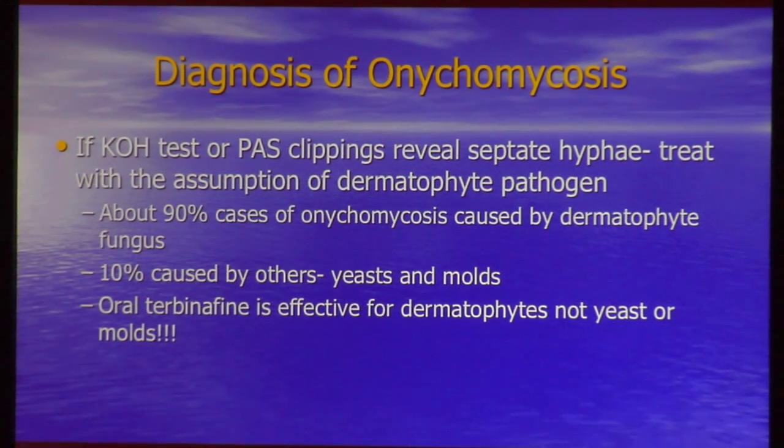What do you do with this information? Well, if you know that there's a fungus because the PAS is positive, you can assume that it's probably a dermatophyte, because 90% of the cases of onychomycosis are caused by dermatophytes. 10% are not. So you can assume that the patient has a dermatophyte. For example, if you're planning to treat with terbinafine, terbinafine is an anti-dermatophyte drug. It really doesn't kill candida or non-dermatophytes in the nail. You'll be right 90% of the time.